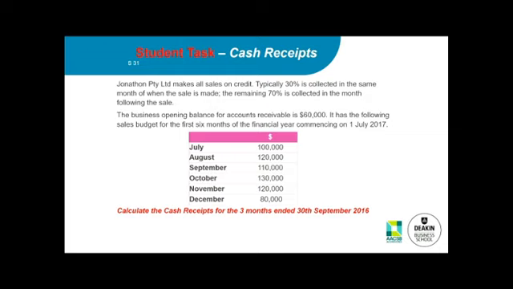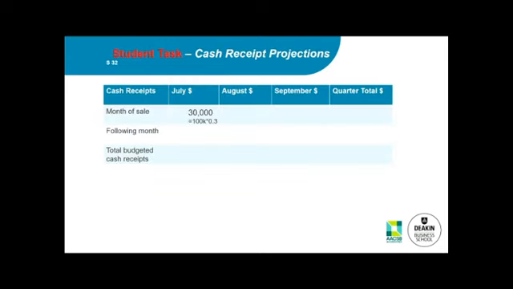So in August, we're going to collect 30% from August sales, right? Which would be 36,000. Plus, we're also going to collect 70% from the previous month's sales, which is going to be 70,000. So 70 plus 36, 106, and so on. So let's have a look.